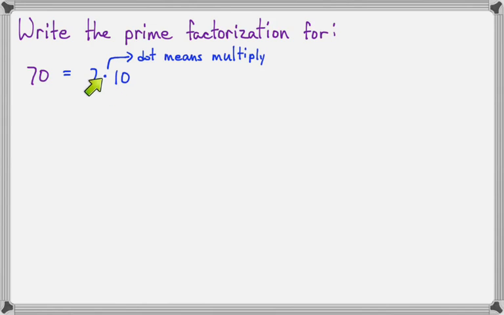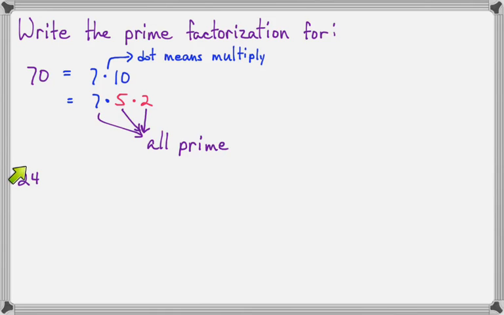Oh, and by the way, the dot means multiplication, in case you are not familiar with the dot. In algebra, when we use an x for multiplication, it gets confusing because we frequently use an x as a letter x to stand for an unknown number. So instead of using the x, we use a dot to clear things up. Now, 10 is 5 times 2. So 7 is prime, 5 is prime, 2 is prime. This is the prime factoring for 70. All of those are prime.